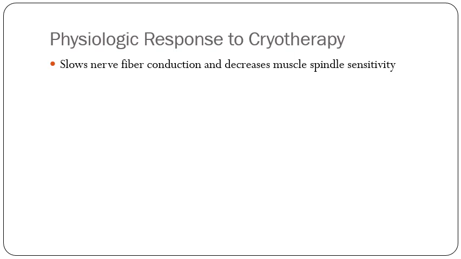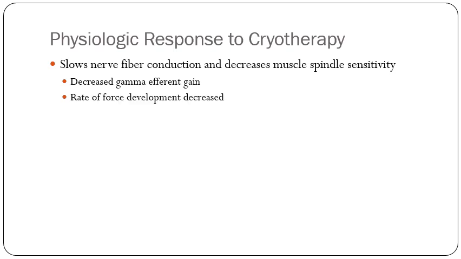So if you think a muscle spasm is almost too much nervous system input, what cold's going to do is slow that down, and it's also going to decrease the muscle spindle sensitivity. Muscle spindles are, again, those proprioceptors that respond to muscle length by causing contraction. So by decreasing the sensitivity of the muscle spindles, you're going to essentially decrease that input that's causing the muscle to tighten up. So you're going to get decreased gamma efferent gain, okay, which is the motor input coming into the area. Other things that occur with this, now rate of force development is decreased. We'll talk about the impact of that and what that means.